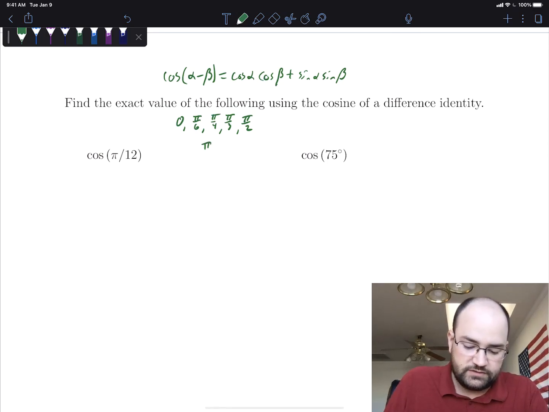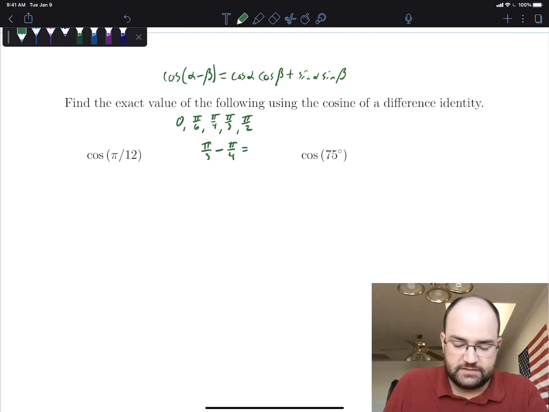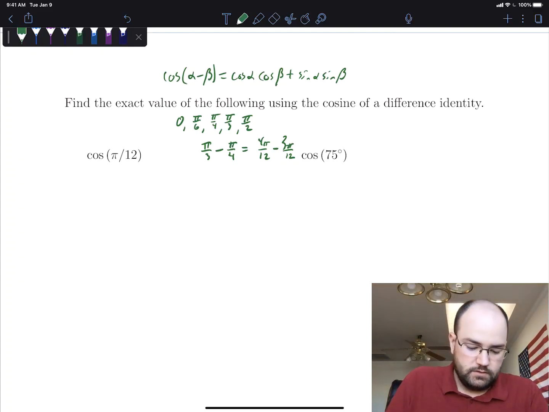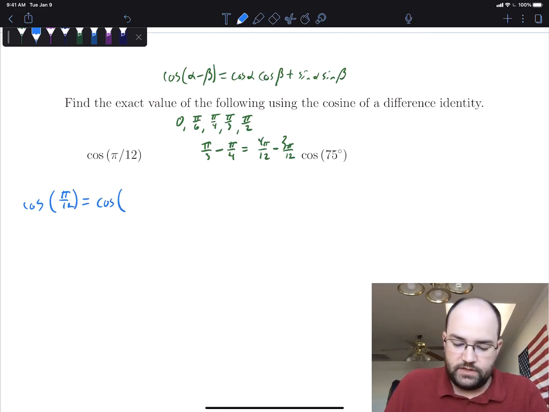So notice that if we actually do the subtraction, pi over 3 minus pi over 4, multiply the first one top and bottom by 4, that gives us 4 pi over 12, minus, top and bottom by 3 gives 3 pi over 12, which is, in fact, pi over 12. Good. So that tells me that cosine of pi over 12 would be the same thing as cosine of pi over 3 minus pi over 4.